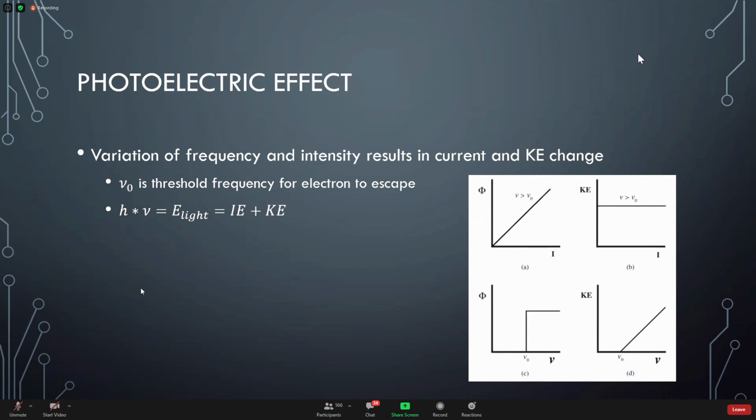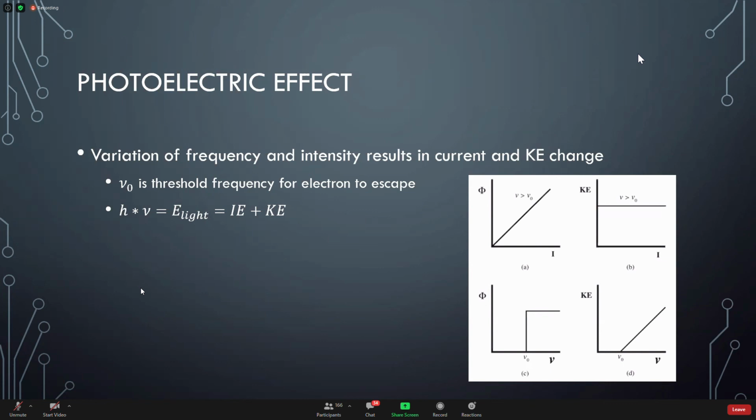Then these top two talk about intensity instead. So on the other hand, we look at intensity. As we increase the intensity, the kinetic energy is really unchanged, so long as we are ejecting electrons. However, when we look at increasing intensity, the current does increase. So that tells us that intensity is really just, since we know it's the number of photons per unit area, unit time, that as we increase the number of photons, we're increasing the number of electrons that are ejected.